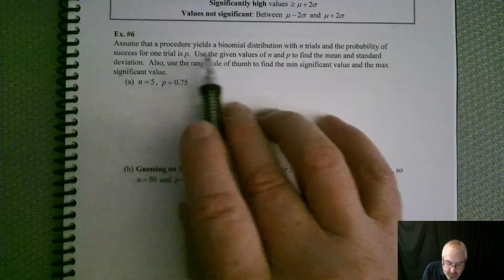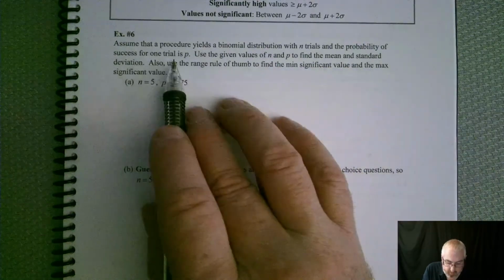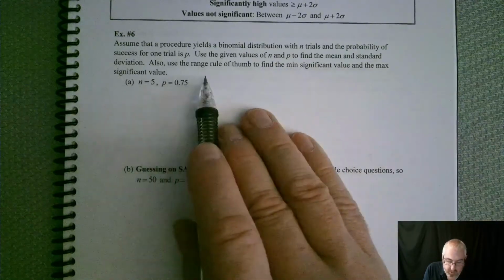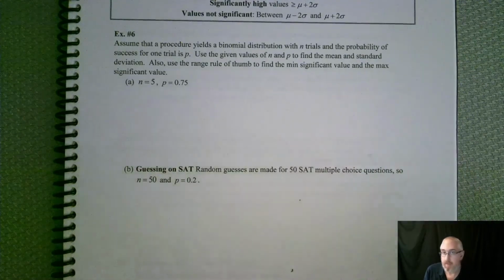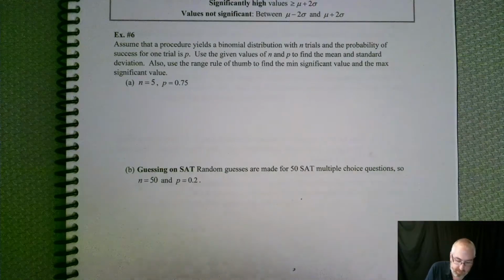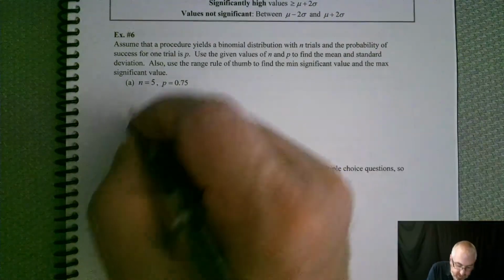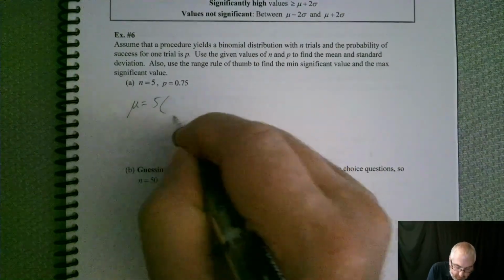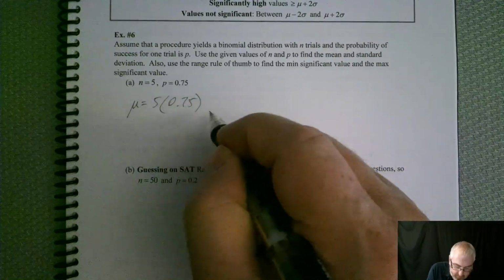Assume that a procedure yields a binomial distribution, yay, with n trials and the probability of success for one trial is p. Use the given values to find the mean and standard deviation. Also use the range rule of thumb to find the min significant value and the max significant value. All number crunching. So if we want to first find the mean and standard deviation, we know we got to multiply our n times our p. And we can do that pretty quickly.